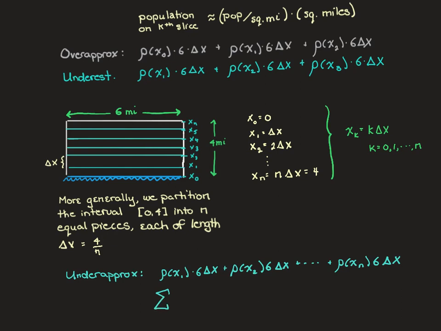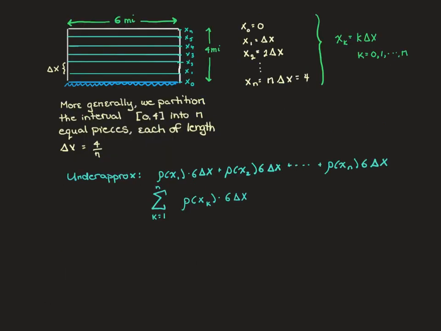That was a little tedious to write, so I'm now going to write this as a sum. I'm summing up the population on the kth slice, that's the density on the kth slice, times the area of the kth slice. And I'm going to sum that up from k equals 1 to n over all n slices. And this is a good approximation if n is large. Now let's take the limit as n grows without bound.